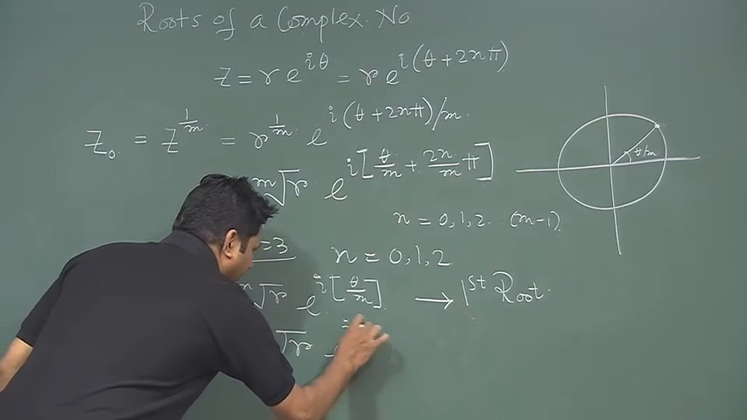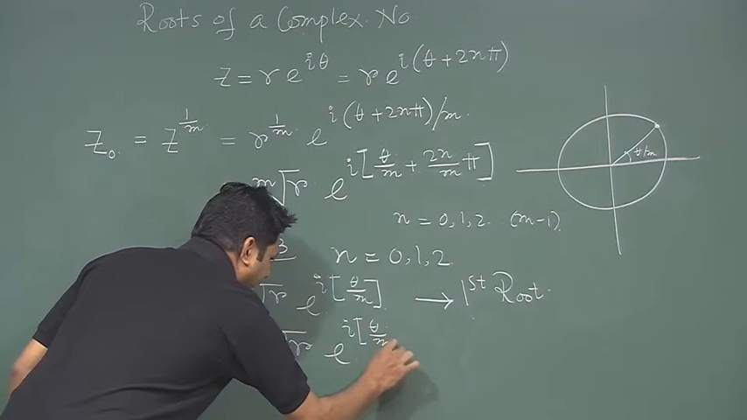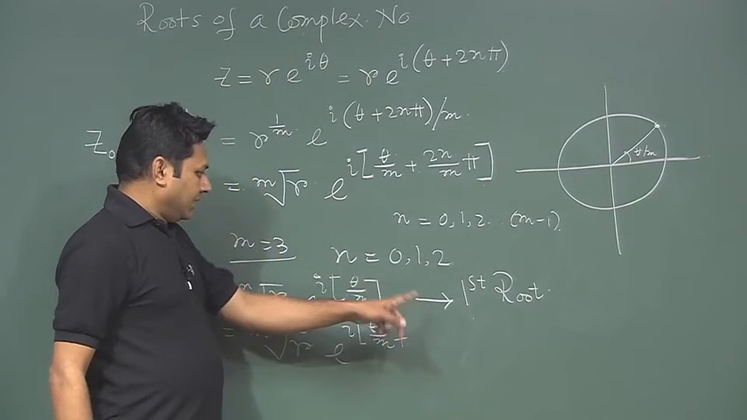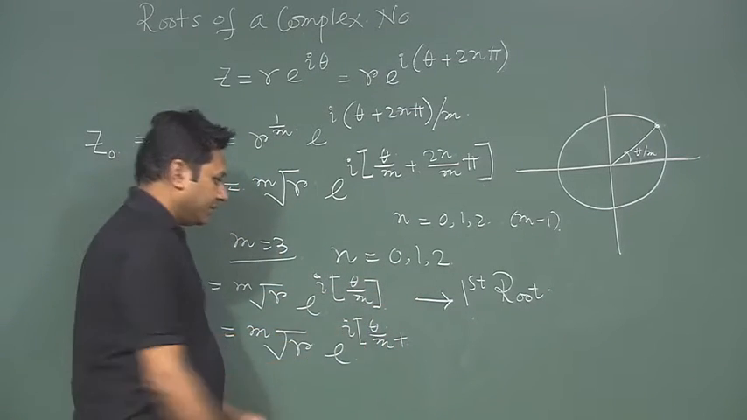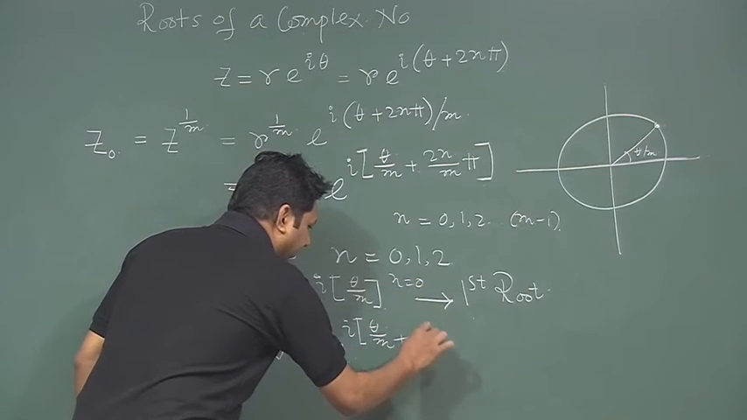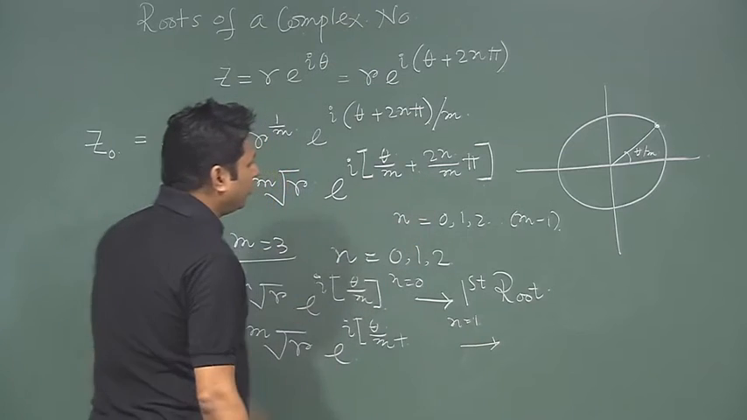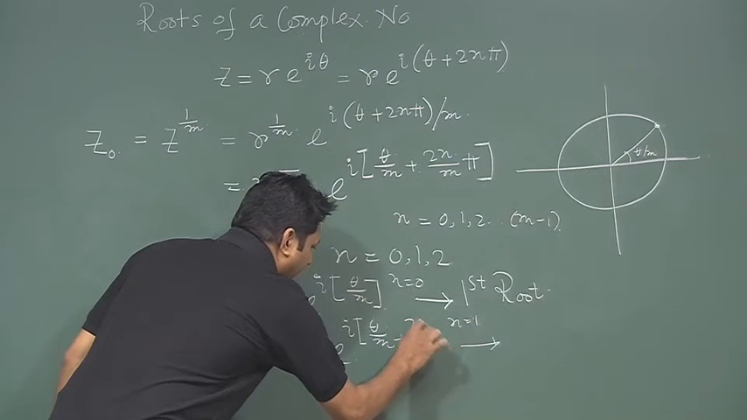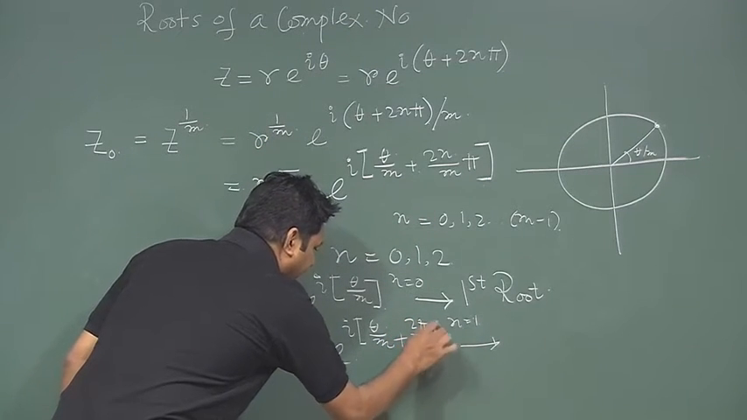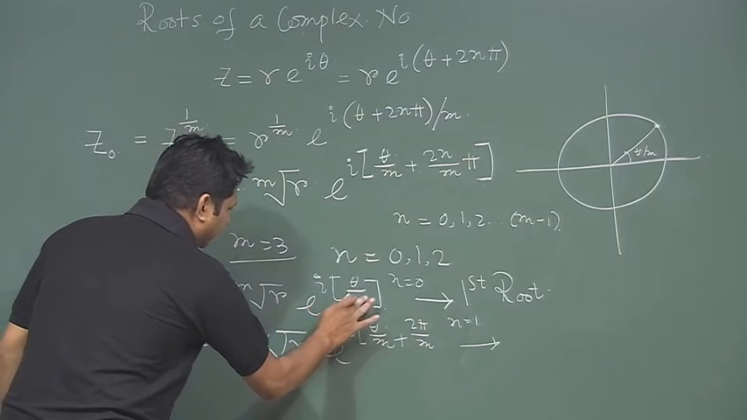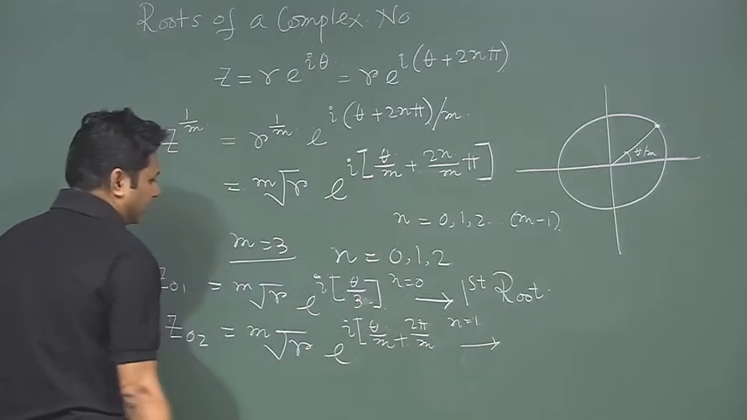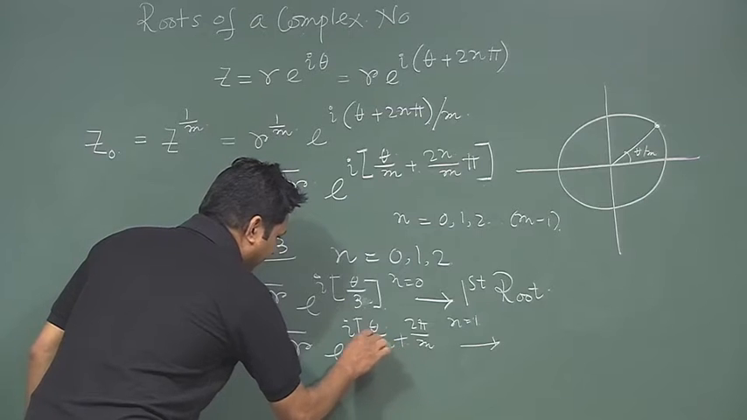What will be my second root? It will be theta by m plus, for n equal to 0, this is the first one. For the second one, n equal to 1. When n equal to 1, I will have 2 pi divided by m. m is fixed here, so m is 3. So, rather than putting theta, I should put theta by 3.